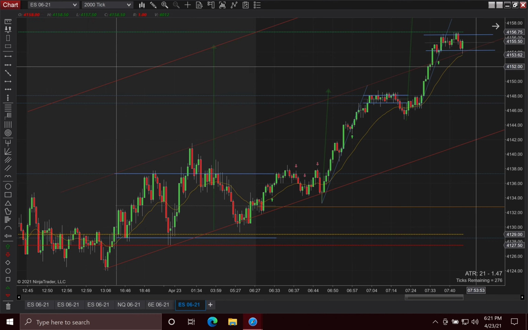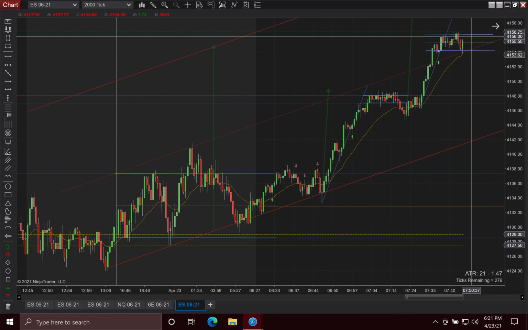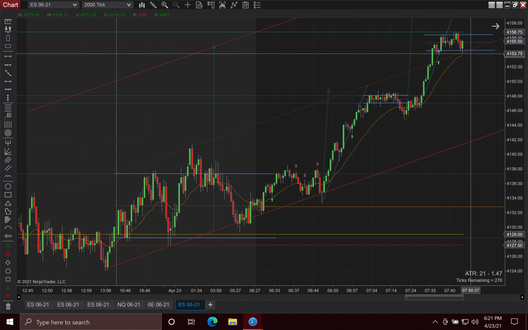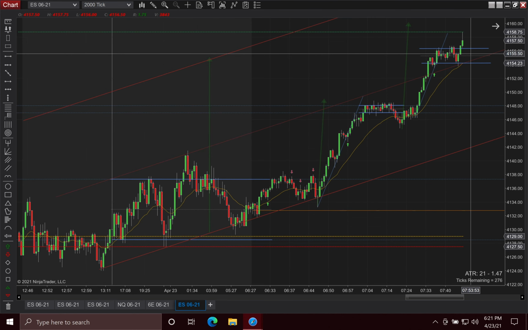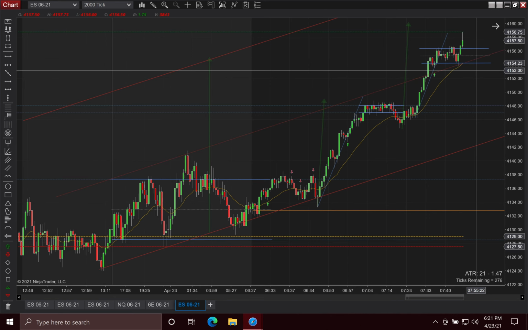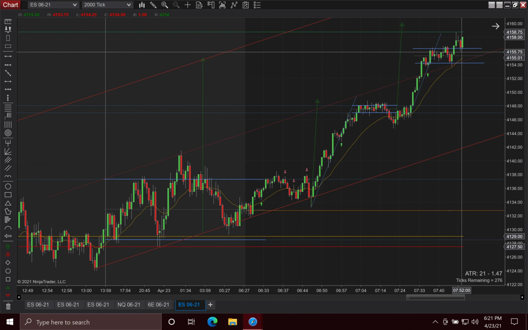You want to wait for that failed breakout and try to get back long, or you want to see a kind of breakout pullback below this area. Nice push, would have worked, but you know, you don't know that before the fact. Here's that higher low. Not a great setup.